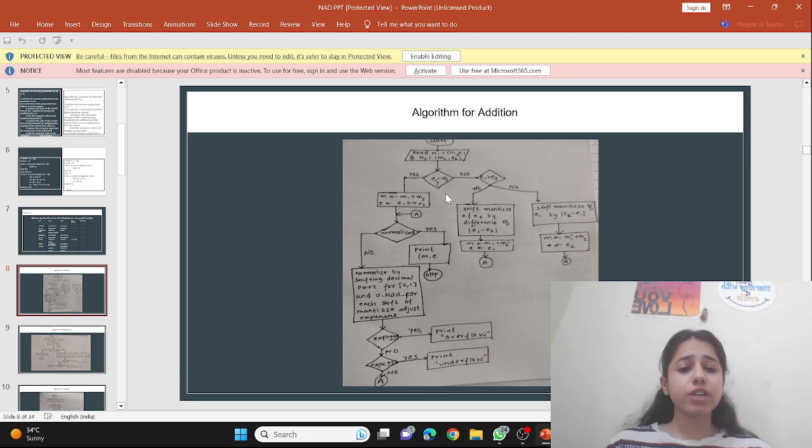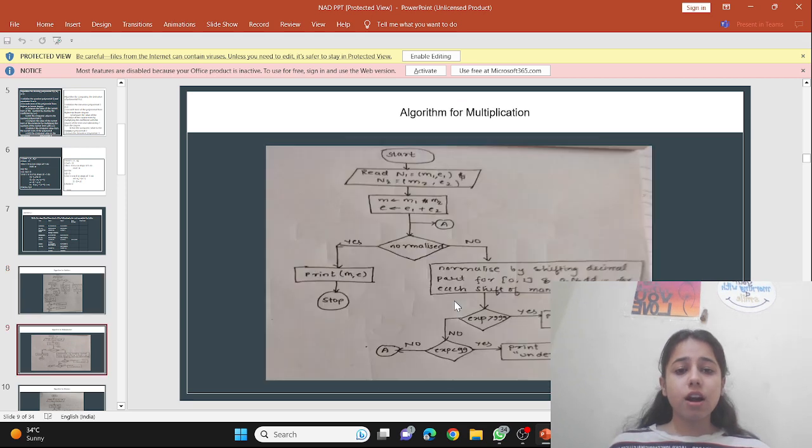We have checked the process if they both are equal. If they both are not equal, then we'll check that e1 is greater than e2. If e1 is greater than e2, then shift mantissa of e2 by difference of mod of e1 minus e2. M is m1 plus m2 dash and e is e1. And if e1 is not greater than e2, then shift mantissa of e1 by mod of e2 minus e1. Then m is m1 dash plus m2 and e is e2.